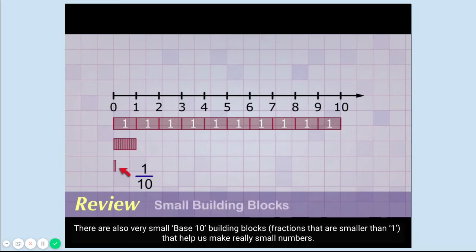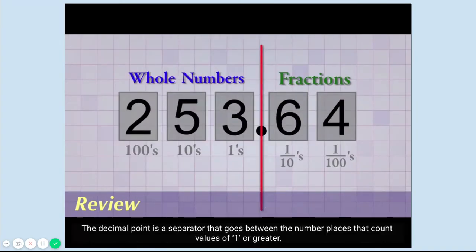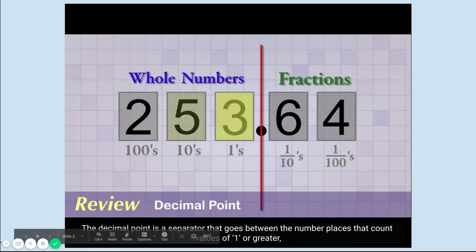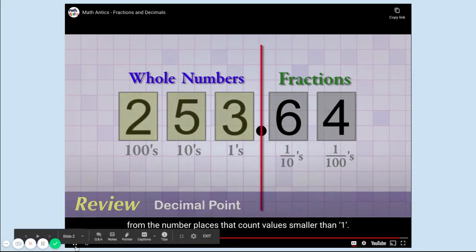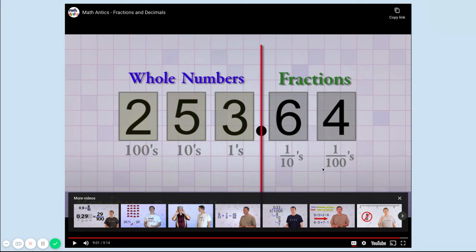There are also very small base 10 building blocks, fractions that are smaller than 1, that help us make really small numbers. These building blocks have names like tenths, hundredths, and thousandths. The decimal point is a separator that goes between the number places that count values of 1 or greater from the number places that count values smaller than 1. If you're in my homeroom, you've talked about how over on the left, this is whole number city, and on the right, this is fraction city or decimal city, okay? So the decimal point is kind of the separator between the two.